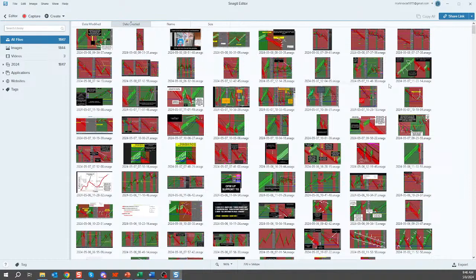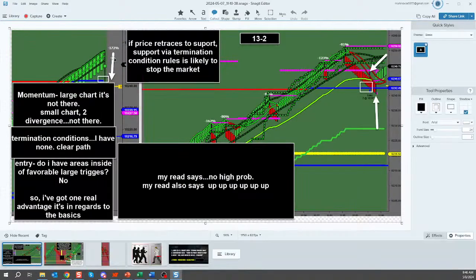Let me find Michelle's chart from yesterday because it was such a good example. But I do have everything up in a clear path. Let me line up where that market is most likely to bounce from, right? I'll use my termination condition rules. I'll use a couple other things. And then let me wait for a little confirmation at that area. Does that make sense, Kenny?